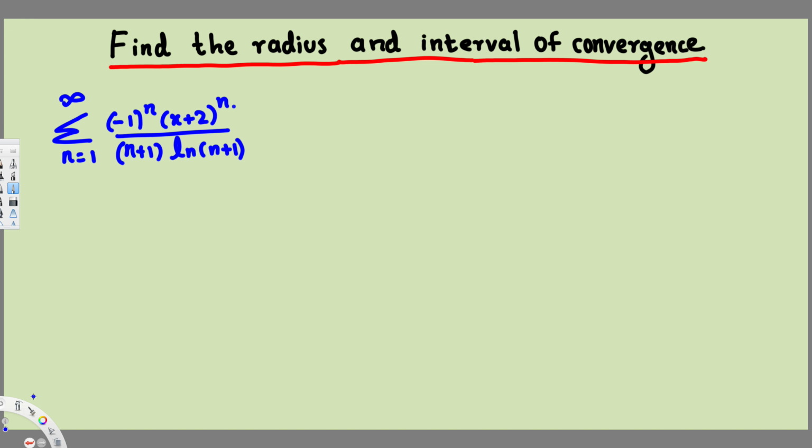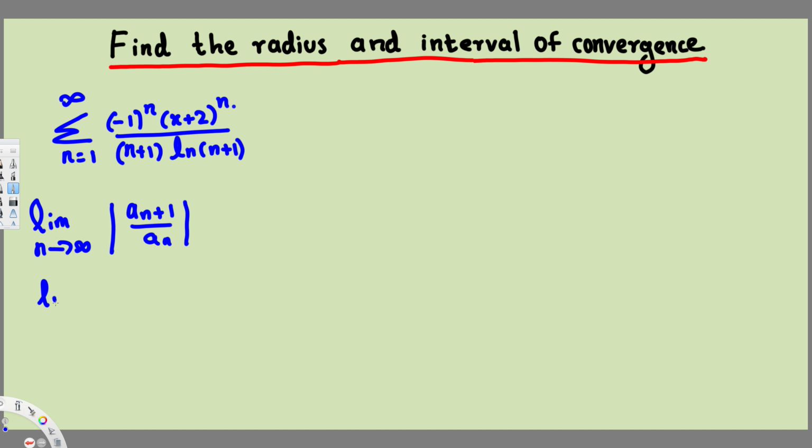Let's do this problem right here. This question is asking to find the radius and intervals of convergence. So the first thing we have to do is take the ratio test. The ratio test is going to be the limit as n approaches infinity of a_(n+1) over a_n, right? And a_(n+1) is basically wherever we have n, we just add 1 to that.